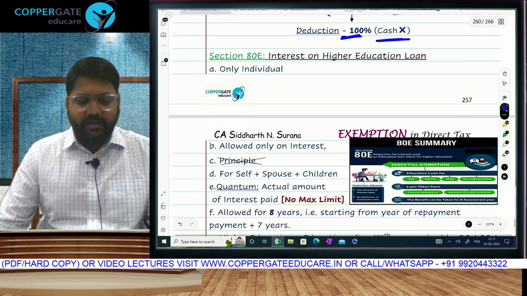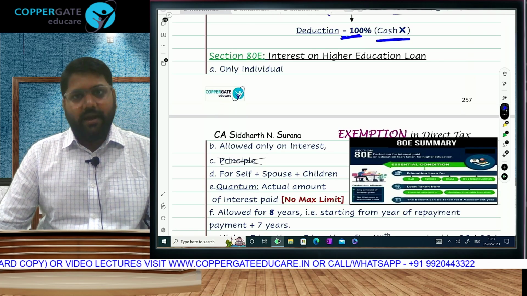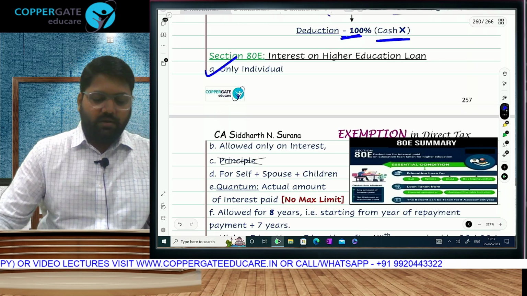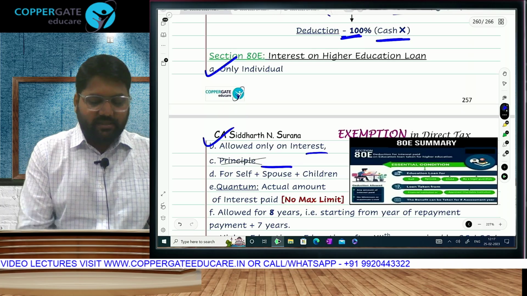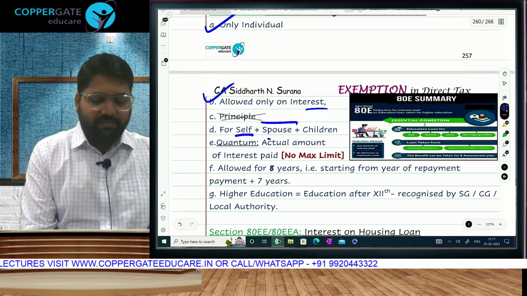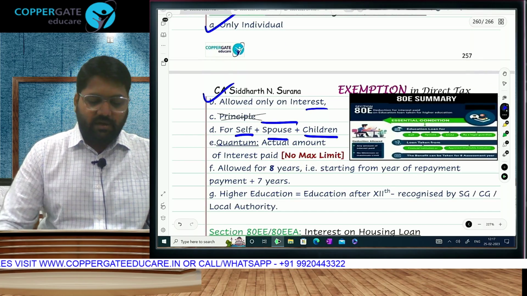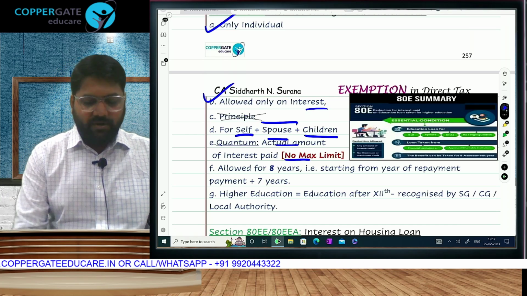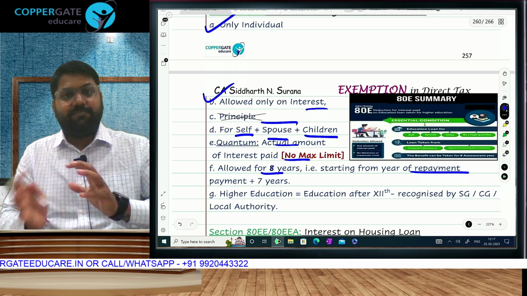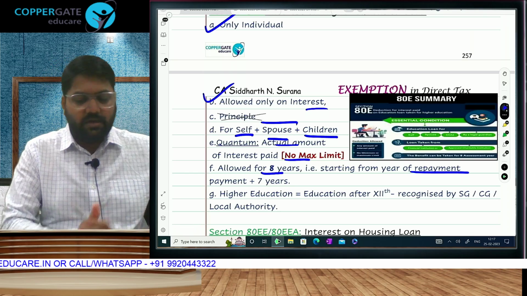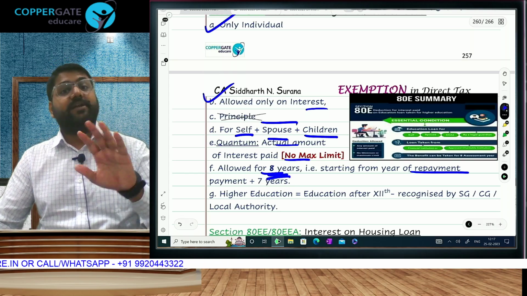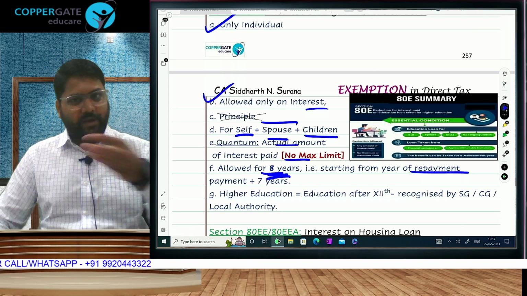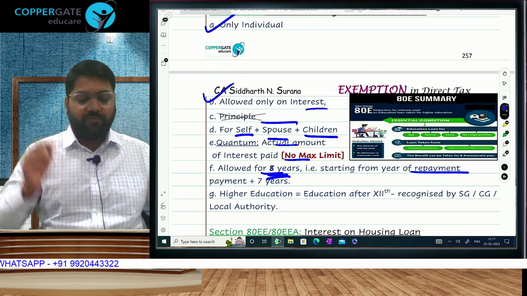Next, 80E, interest on higher education loan. This is only for individuals. Only interest is allowed, principal is not allowed. Loan can be taken for self, spouse or children. There is no limit. Actual interest paid will be fully allowed, but for a total of 8 years. So whenever you start repayment plus 7 years, tax benefit will be for a total of 8 years without any monetary threshold. You can take deduction, but only of interest, not of the principal.